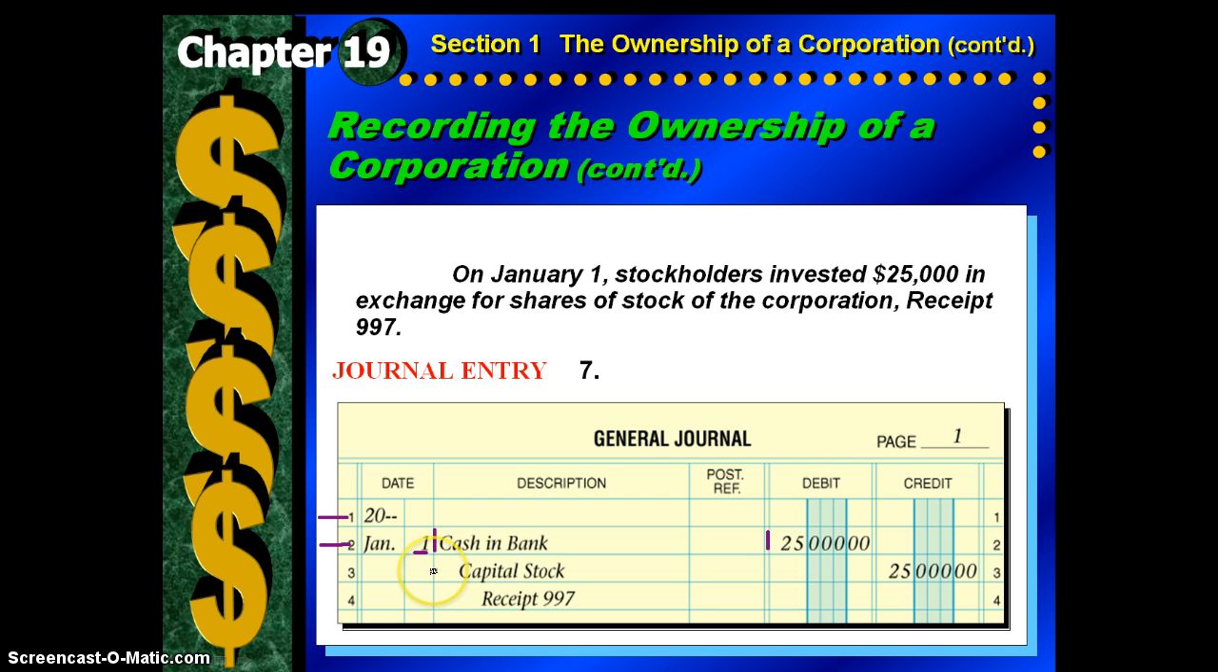We next move on to our credit. Our credit is capital stock. We indent our credit, capital stock, and we go ahead in our credit column and we put in $25,000. In the last line, we need to identify our source document. It happens to be receipt 997. We're going to further indent our source document to identify where we get this information from. And that completes our journal entry.